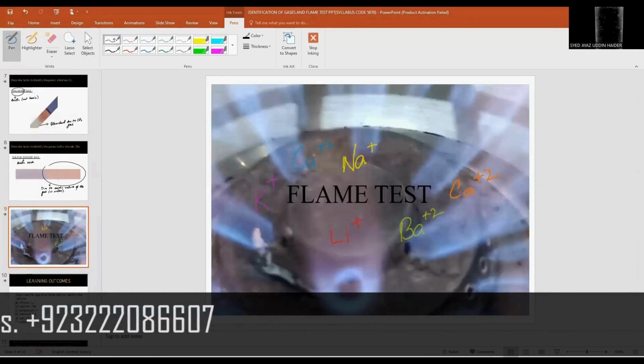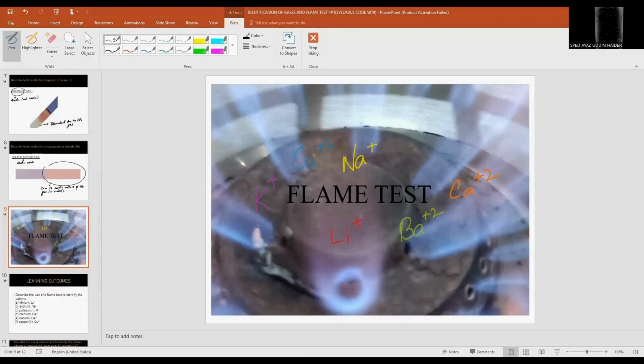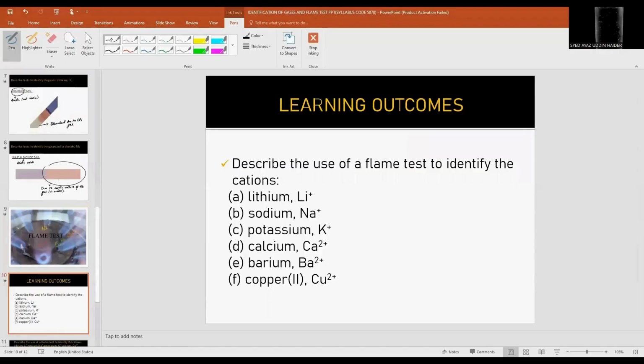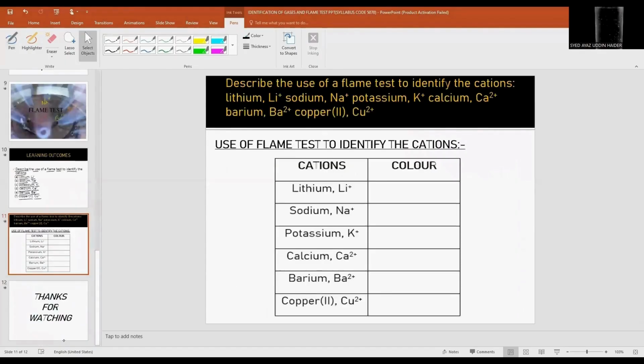Now I will talk about the flame test. This one is a short one. You just need to remember the flame color for some metal ions in the SLO. The learning outcome is: describe the use of a flame test to identify the cations lithium, Li positive; sodium, Na positive; potassium, K positive; calcium, Ca2 positive; barium, Ba2 positive; copper(II), Cu2 positive.